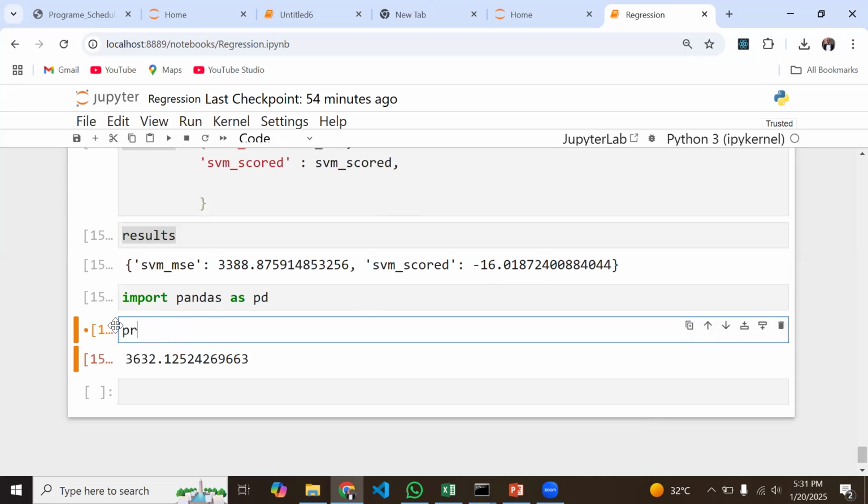So let me just try and print everything all together so that we have it under one roof. So SVM mean squared error. Let me use a formatted string over here.